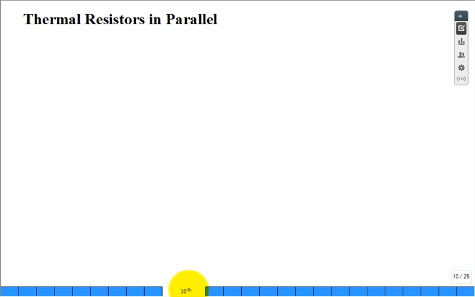Resistors can be in series. Resistors can be in parallel. What does a parallel look like? Well, remember you have maybe an electric resistor network, and then you could have gone this path to here or that path to there. And then maybe it goes back like this.